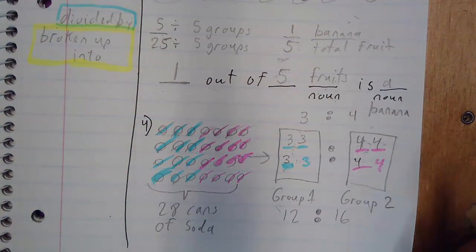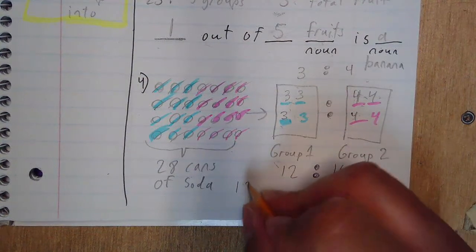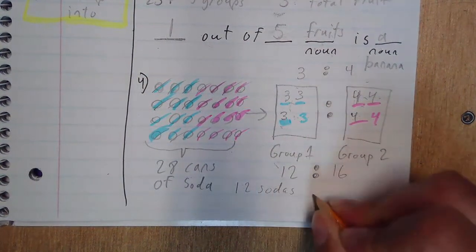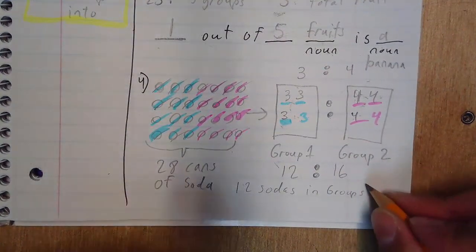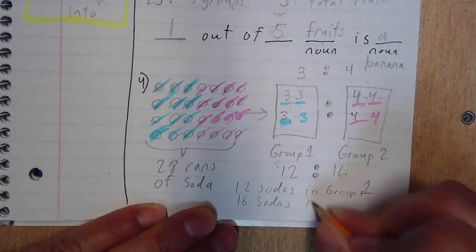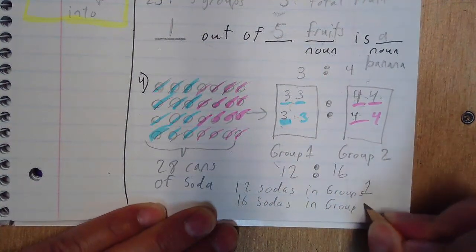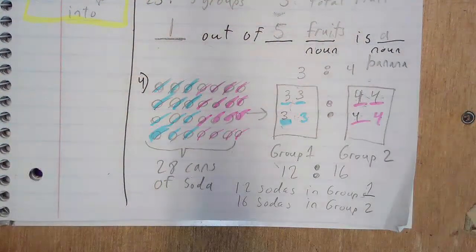Okay. The ratio is 12 to 16, but what does that mean? 12 sodas in group 1. Excuse me. 16 sodas in group 2. And that, my friends, is the homework. I hope this made sense. Okay?